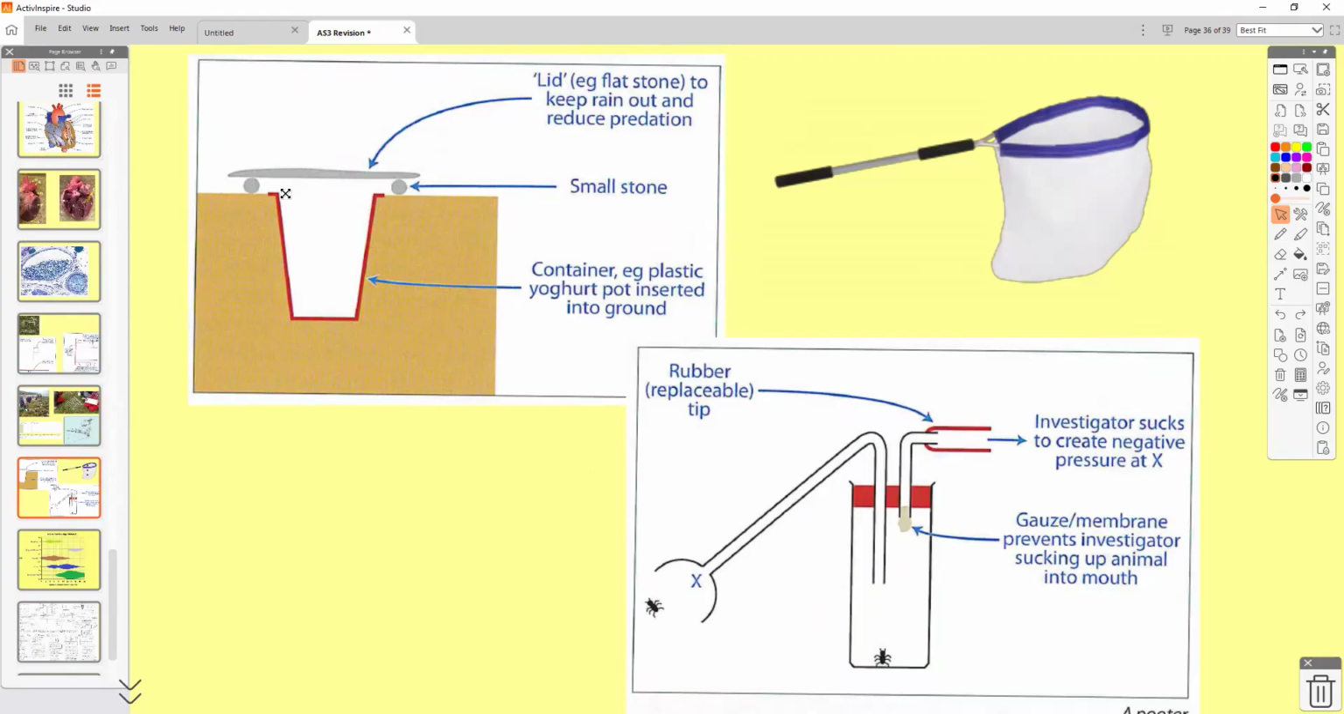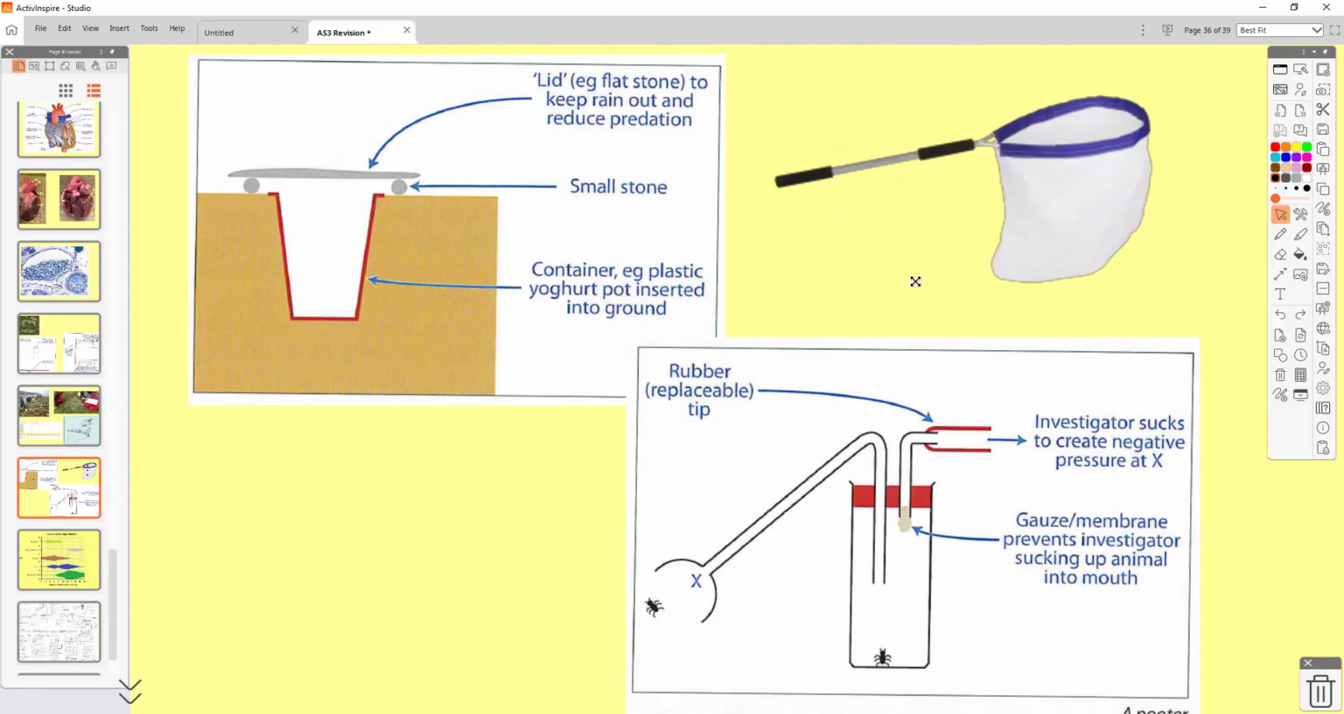You also have your pitfall trap, which tends to just be in the ground somewhere. Leave it overnight, see what insects or what ground hugging organisms you have. Again, you can make estimations based on that. It needs to be covered so that it keeps out the rain.